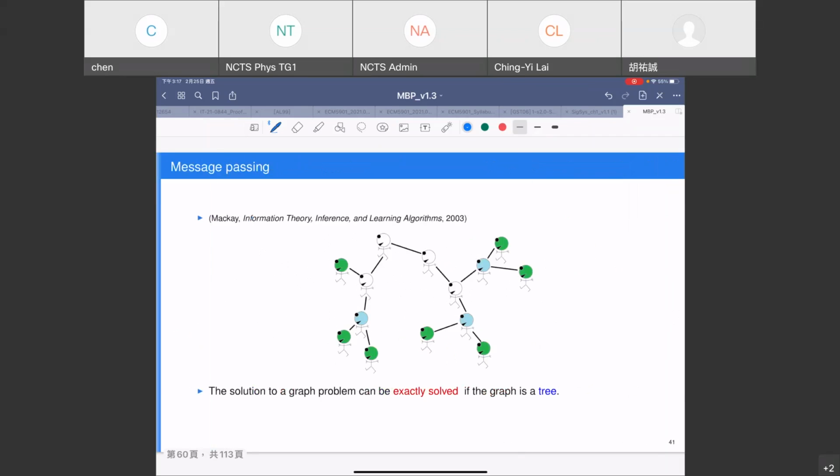In the second round, the blue people will tell the remaining person there are two people and him here. So this guy here knows there are three people, something like this. Continuing this process, when it ends, everyone will know how many people are in this group. This is the idea, and this is called message passing.